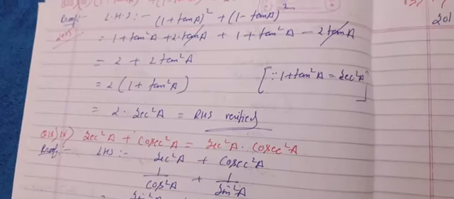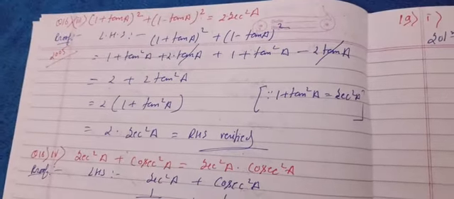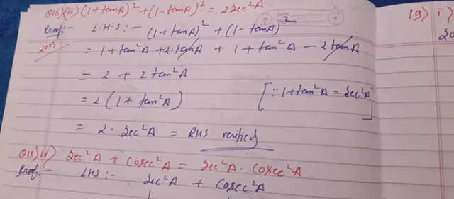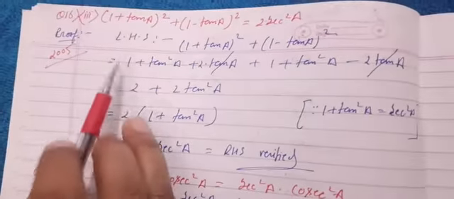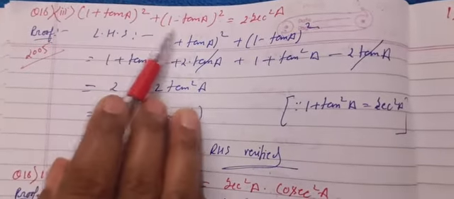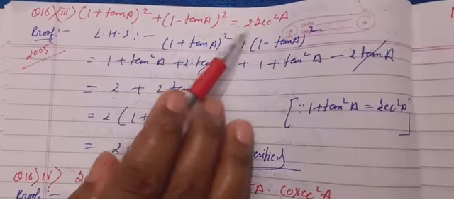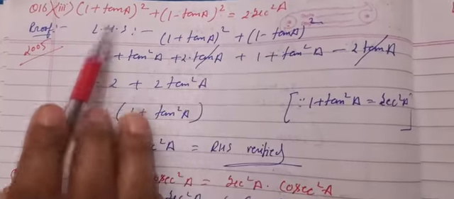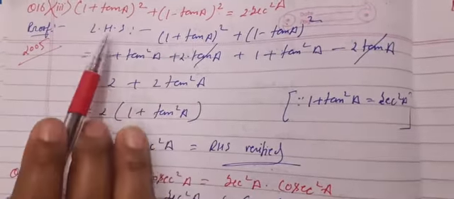Hello children. Let's start question number 16, third part of exercise 18. We need to prove that (1 plus tan a) whole square plus (1 minus tan a) whole square is equal to 2 sec square a. So I'm going to start from LHS.